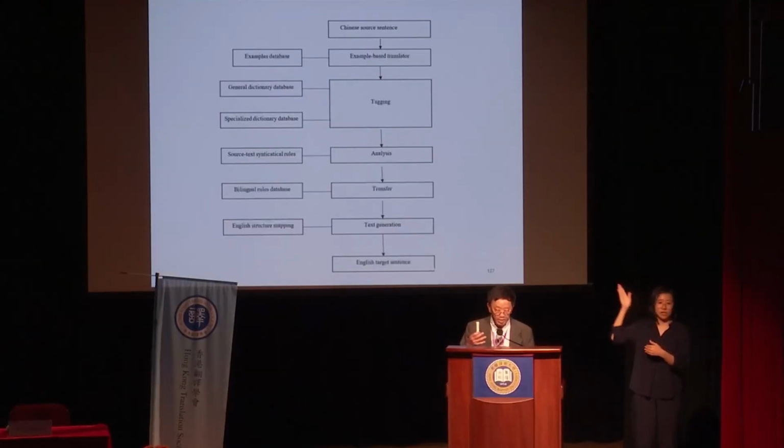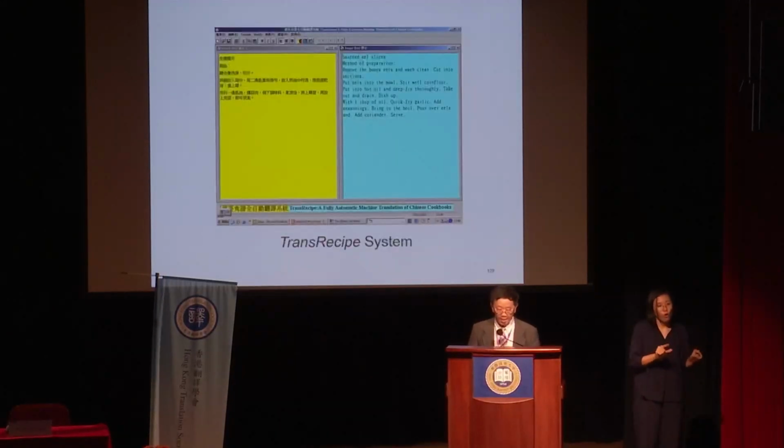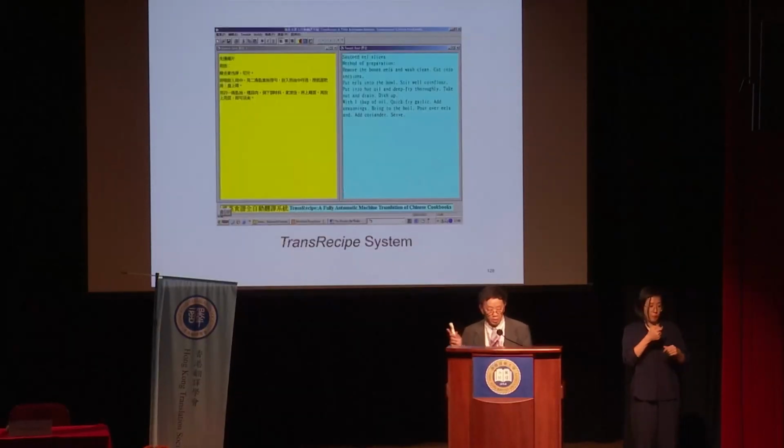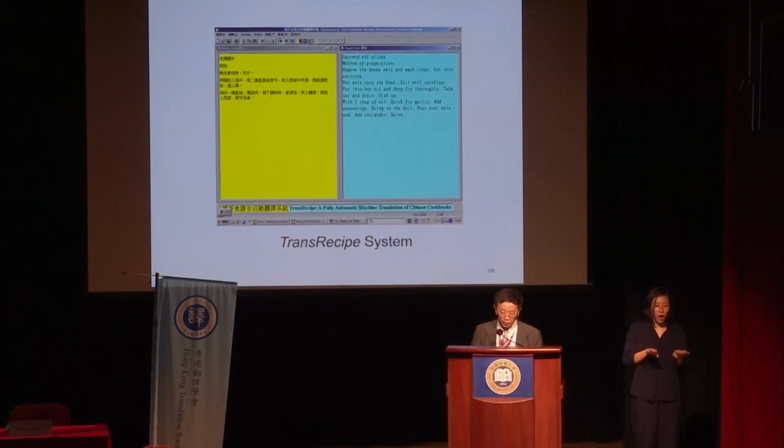You put in the source sentence, and then you have the general dictionary database working, and the specialized dictionary working as well. We do the tagging, and then we do the sentence analysis. We write the rules to do the transfer, and we get the text generated, and then the English sentences produced accordingly. Okay. Now this is a system known as TransRecipe. On the right-hand side, you have the input text. On the other side, you have the output text. This is very convenient. It's fully automatic.